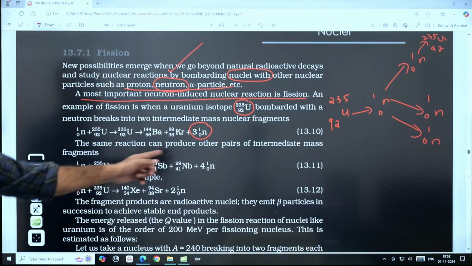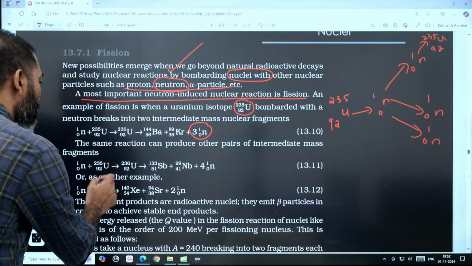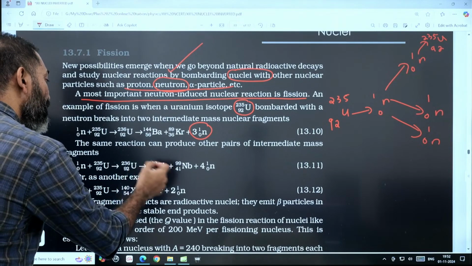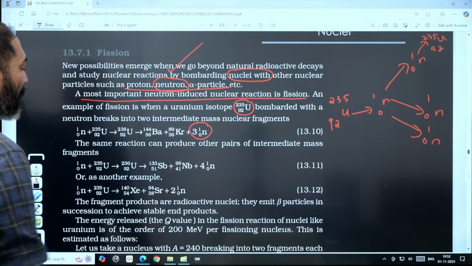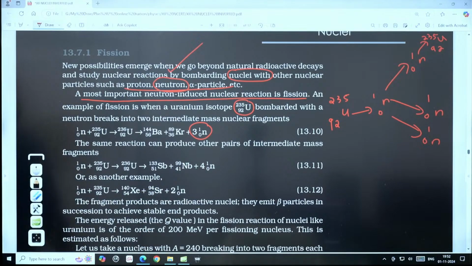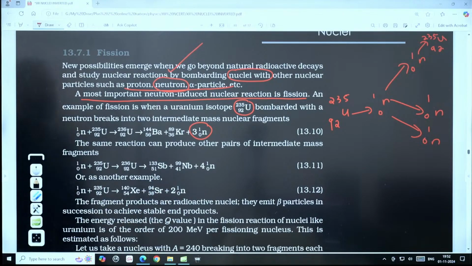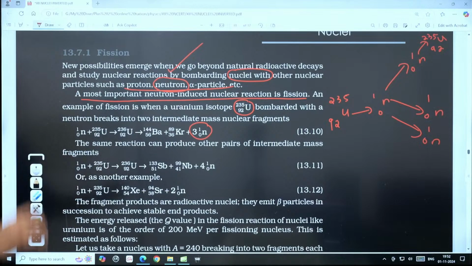The same reaction can produce other pairs of intermediate mass fragments. 0n1 plus 92U235 gives 92U236. Then sometimes it changes to another element. It may release 4 neutrons. Then there is another example, xenon, with 2 neutrons. So out of these reactions, any reaction is possible; we cannot guarantee which is going to happen.